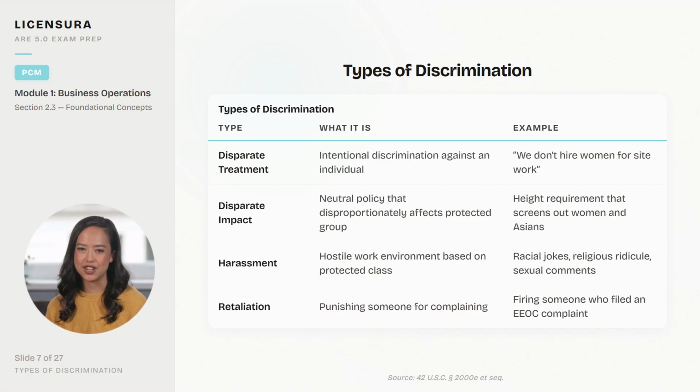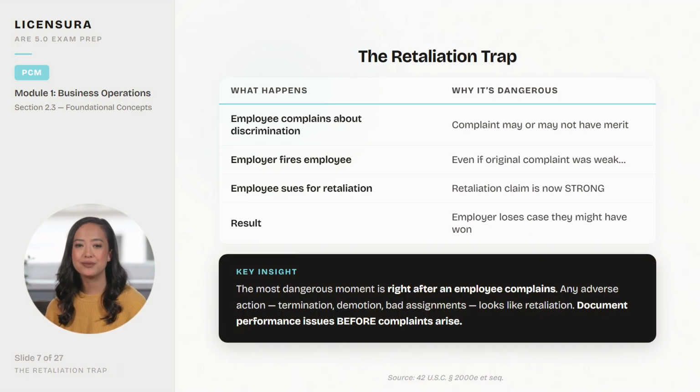Let's talk about retaliation, because this is honestly where firms get into the most trouble. Here's how it usually goes. An employee complains about discrimination. The complaint may or may not even have merit, but then the employer fires that employee. Now, even if the original discrimination complaint was weak, the employee sues for retaliation. And that retaliation claim is strong. The employer loses a case they might have actually won on the original issue. Retaliation is now the #1 charge filed with the EEOC.